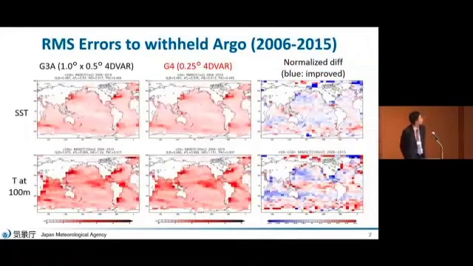Here is the RMS errors, overall analysis errors to independent Argo floats that are withheld from the simulation. On the top, we are showing SSTs. On the bottom, we are showing errors for temperature at 100 meters depth. On the right, we have the difference between these two configurations, and blue color means improvement in the new system. So overall, the analysis errors are comparable to the old system, but we got improvement in mid-latitude, while we got degradation in tropics and around Antarctic.